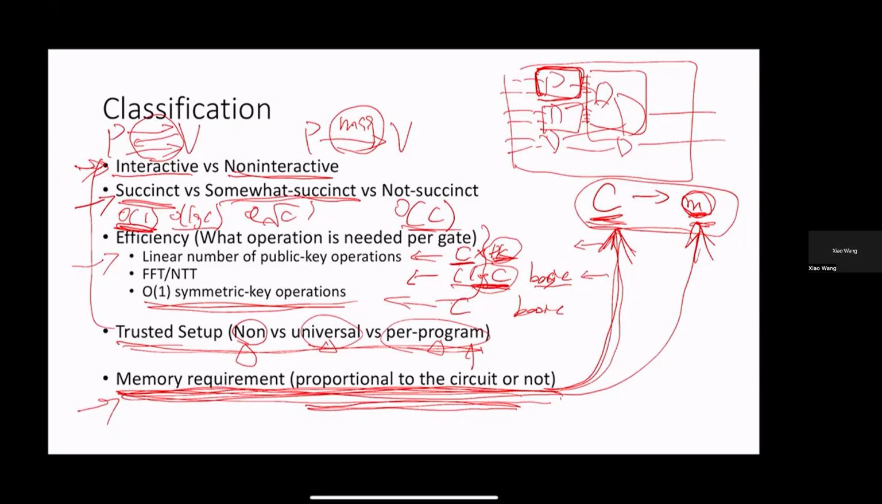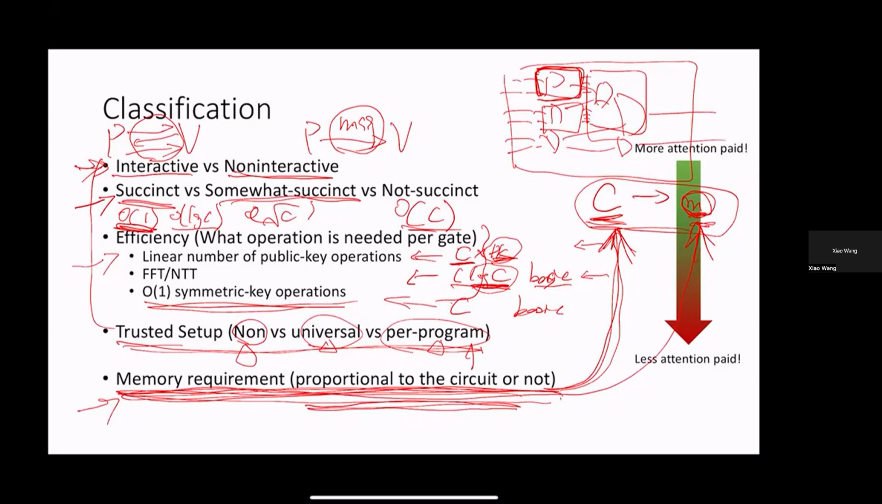Okay, so this is the classification of all different types of zero knowledge proofs. In terms of attention, the upper parts have been paid a lot of attention, while the lower parts are paid much less attention compared to the first few points.